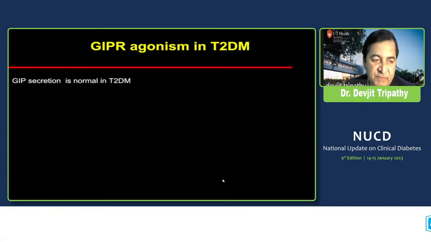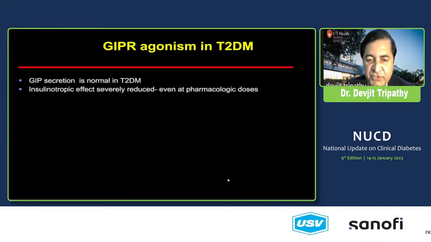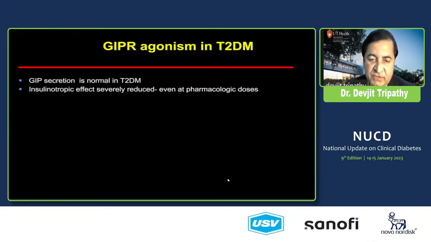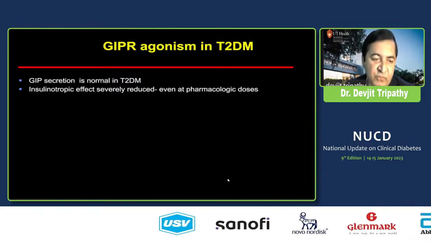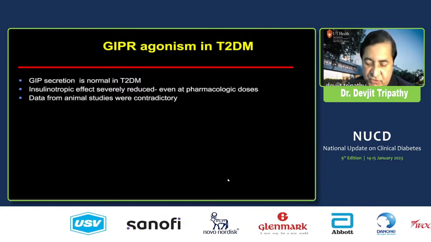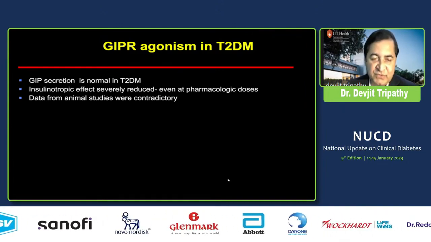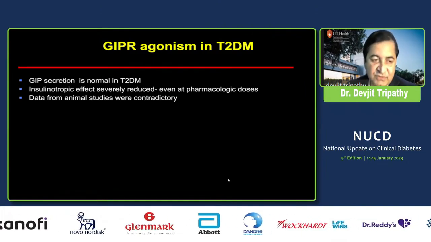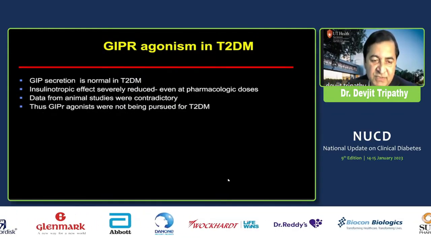However, GIP secretion is found to be normal in patients with type 2 diabetes. And early studies showed that if you infuse GIP to patients with type 2 diabetes, you do not see any effect on insulin secretion or improvement of glycemia. And earlier animal studies are controversial. If you knock out the GIP receptor, some studies showed actual weight gain, some studies showed weight loss. Therefore, GIP agonists were not pursued for management of type 2 diabetes.